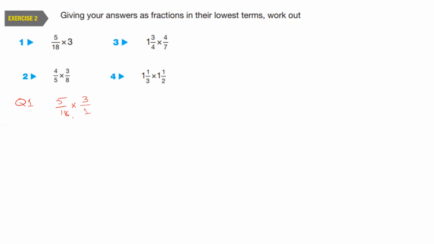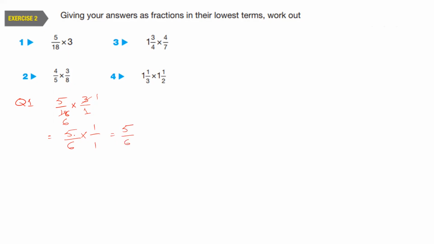How do we simplify it? When you have two fractions multiplied together, we can cancel any fraction's denominator with the numerator of the other fraction. So 3 divides this. 3 times 1 is 3. 3 times 6 is 18. So we can write here 5 upon 6 times 1 upon 1. So 5 times 1 equals 5, and 6 times 1 equals 6.